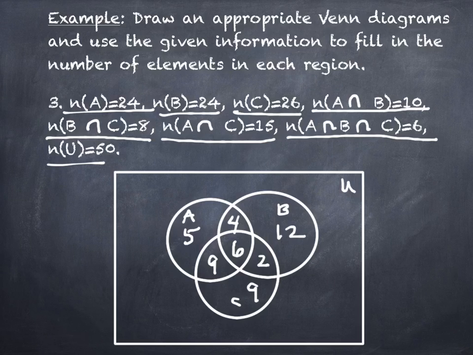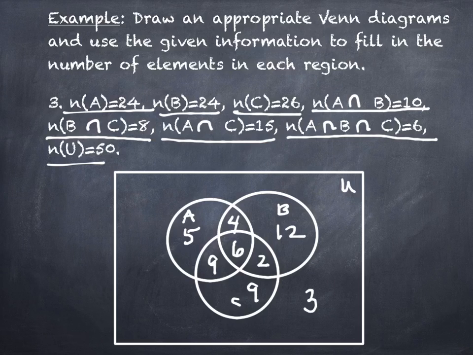So how about this? We know everything inside of circle A was 24, right? All right, so this is 24, plus 12 more is 36, plus 2 is 38, plus 9 is 47. You guys are pretty good at adding. 47? How many are missing? 3. So there's going to be 3 out here.